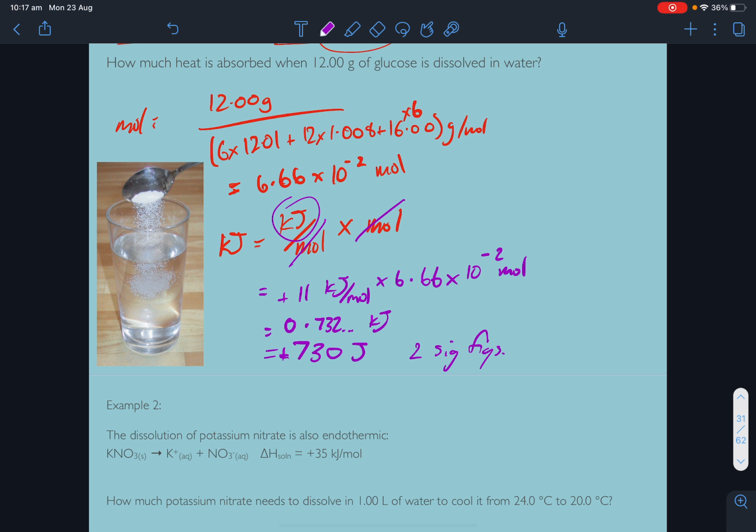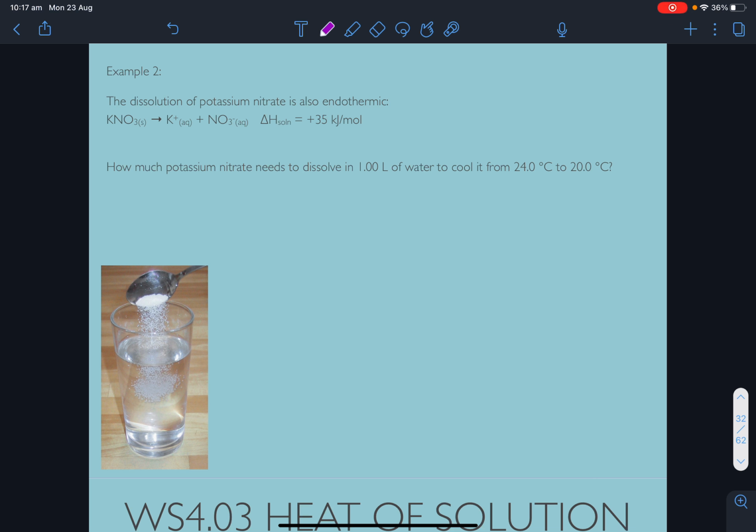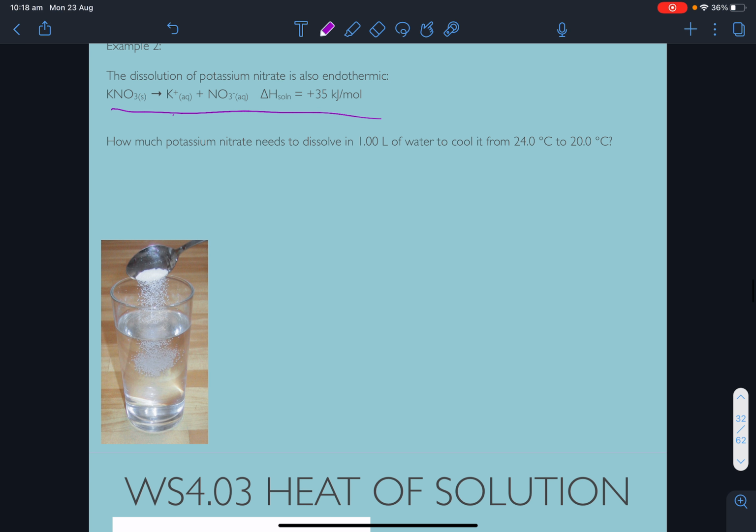Okay, example 2. Same type of question. We've got potassium nitrate going to potassium and nitrate ions separating in aqueous solution. Here we've got an endothermic process as well, positive 35 kilojoules per mole. How much potassium nitrate needs to dissolve in 1 liter of water to cool it from 24 degrees to 20 degrees?